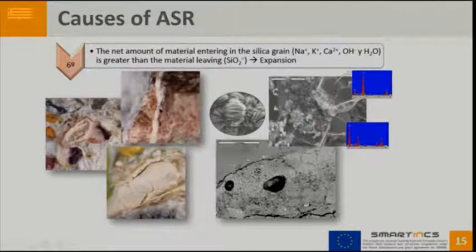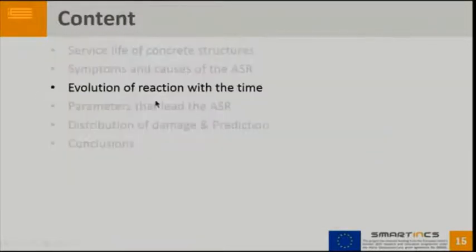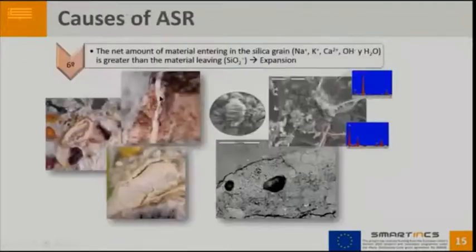But in other cases, when the aggregates have different phases and only some of them are reactive, potentially reactive, we have things like this. That is a vein of alkali silica reaction products that progress inside of the veins that have reactive material inside of the aggregates.